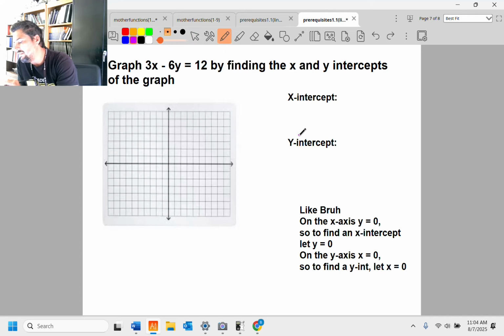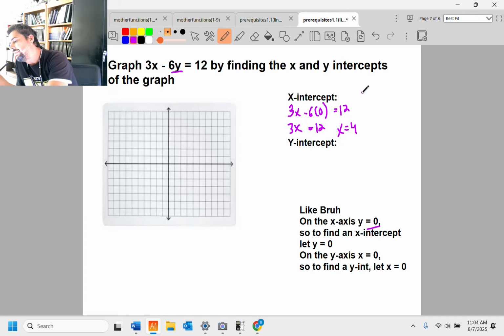So for the x-intercept, it says y is 0. There's a y. It's going to become, wait for it, a frickin' 0. Now 0 times anything is itself, so now 3x is equal to 12, which means that x is 4. Now my x-intercept has a value of 4 when y was 0. So 4, 0 is an x-intercept.